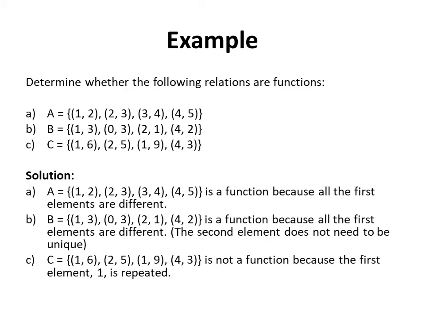Although set B contains two ordered pairs with the same second element, set B is also a function because all the first elements are different. This means that the second element does not need to be unique. And set C is not a function because the first element 1 is repeated.